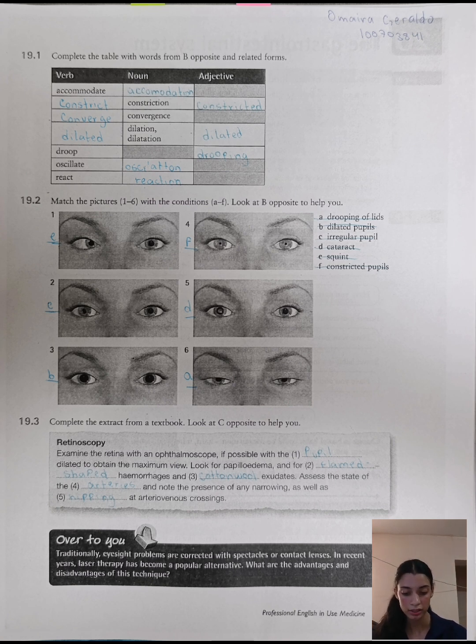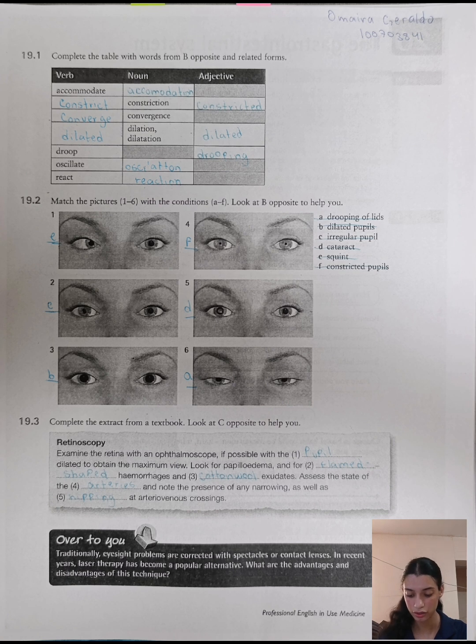19.2. Match the picture with the conditions. Look at B opposite to help you. Picture 1 is E, squint. Picture 2 is C, irregular pupil. Picture 3 is B, dilated pupils. Picture 4 is F, constricted pupils. Picture 5 is D, cataract. Picture 6 is A, drooping of lids.